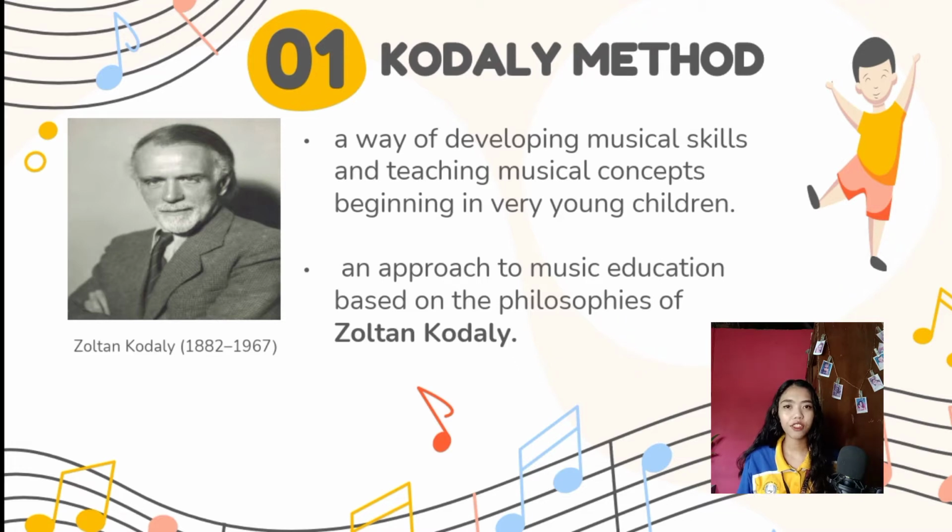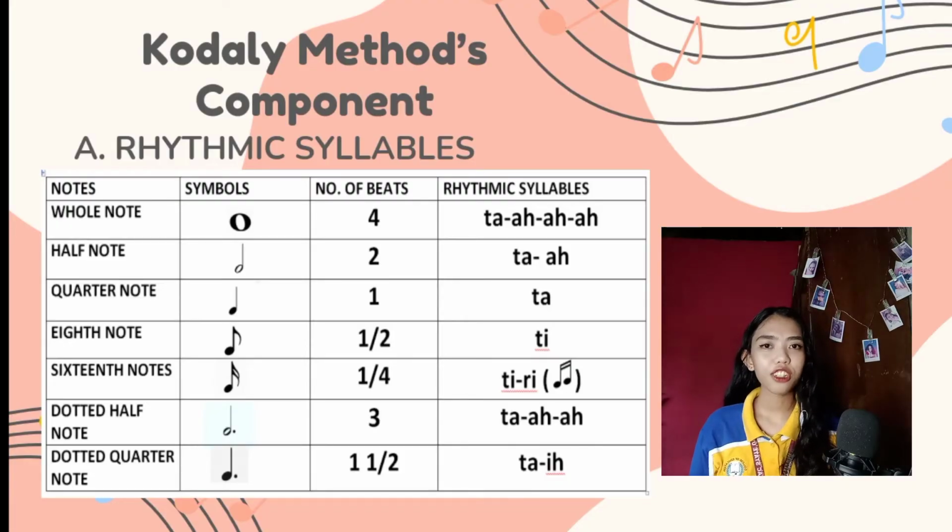The Kodály method is a way of developing musical skills and teaching music concepts beginning in very young children. This method uses folk songs, Curwen hand signs, pictures, movable do, rhythm symbols, and syllables. It was first introduced in Hungary but is now used in many countries either alone or in combination with other methods. The Kodály method is an approach to music education based on the philosophies of Zoltán Kodály. Zoltán Kodály was a Hungarian composer, author, educator, and expert on Hungarian folk songs. Although this method wasn't exactly invented by Kodály, it was developed by his colleagues and students in the mid-20th century based on his teachings. Here are the components of the Kodály method.